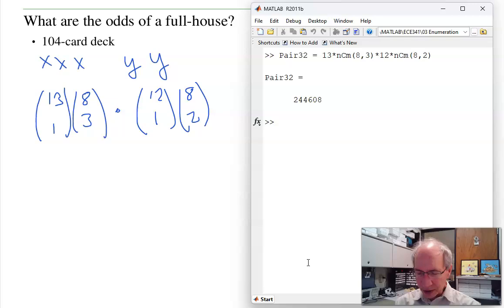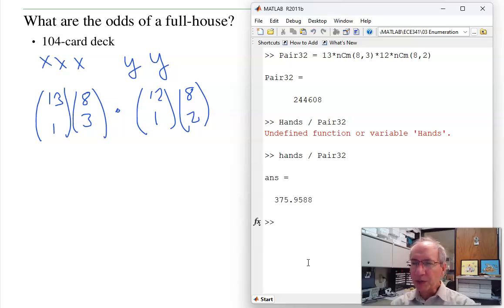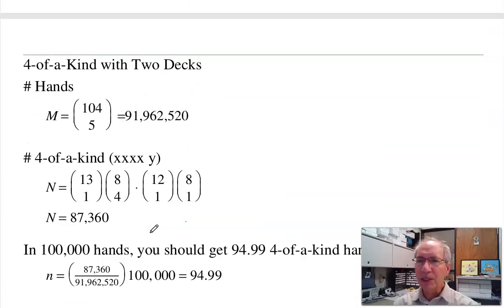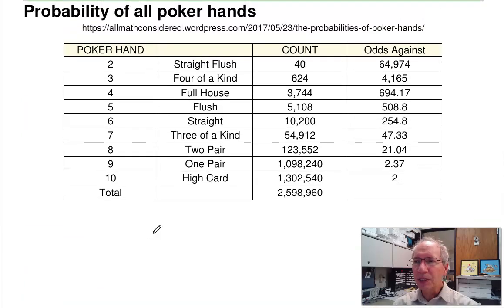Now the odds against. MATLAB is case sensitive. 375 to 1 odds against. Again, comparing it, a full house is 375 to 1 odds against.